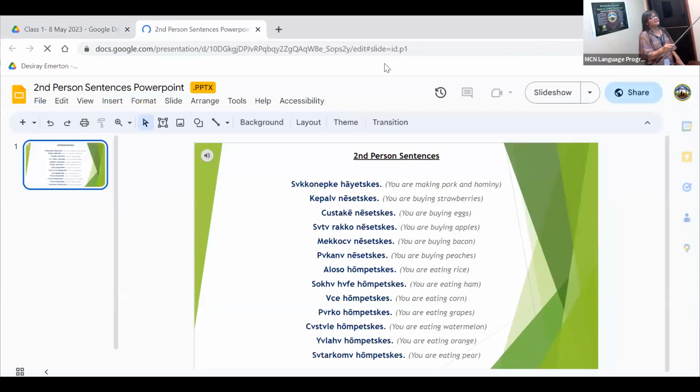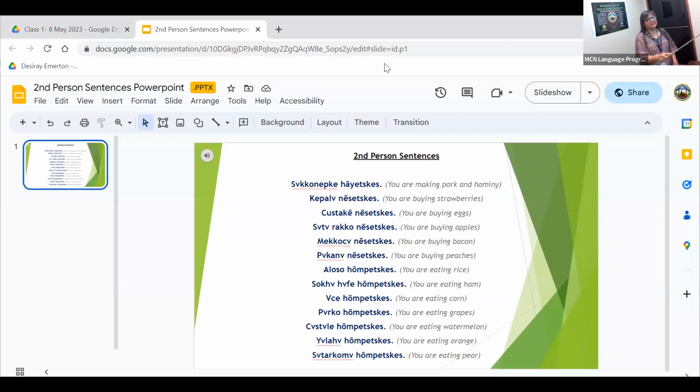Subkonipki Hayitskis, you are making pork and hominy. Ibala Nizitskis, you are buying strawberries. Kostagi Nizitskis, you are buying eggs. Sadatako Nizitskis, you are buying apples. Mikoja Nizitskis, you are buying bacon. Pagana, you see, I get a little excited too. Pagana with the B sound. Pagana Niskis. You are buying peaches.